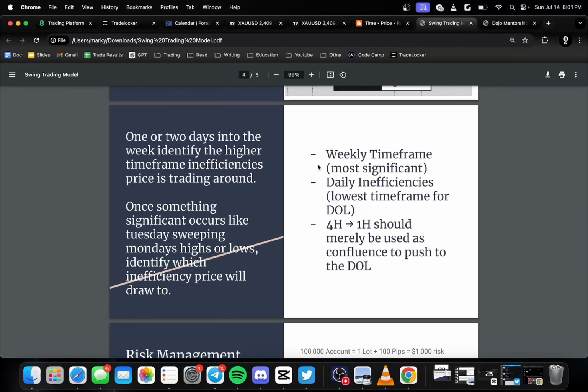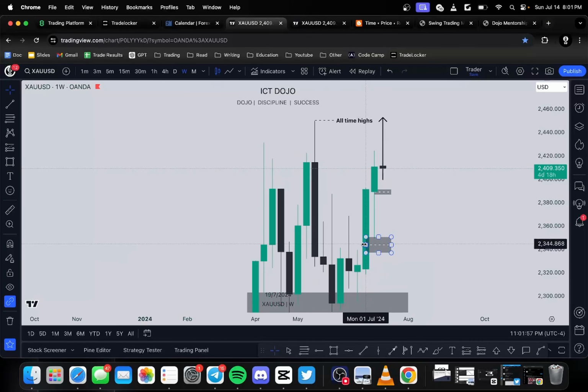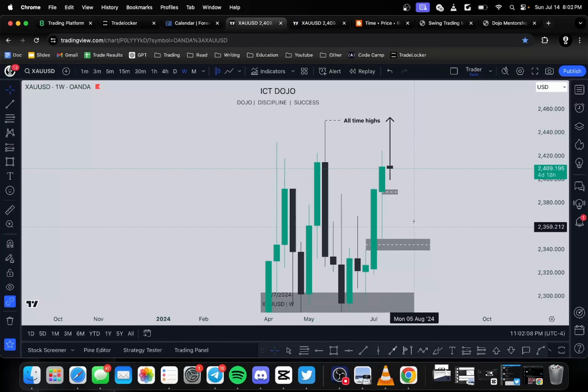Next thing we're going to talk about is what's most significant. We have the weekly time frame. So you're obviously going to want to start from the weekly time frame because the weekly time frame is going to paint the narrative on the higher time frame. It's always going to respect weekly over the daily. It's always going to respect the daily over the 4-hour time frame. So always start from the highest time frame and work your way down.